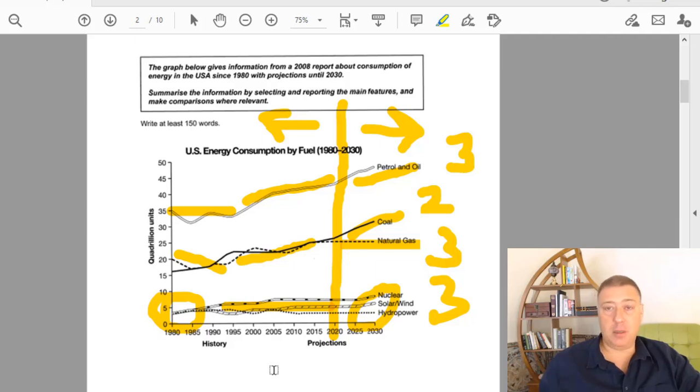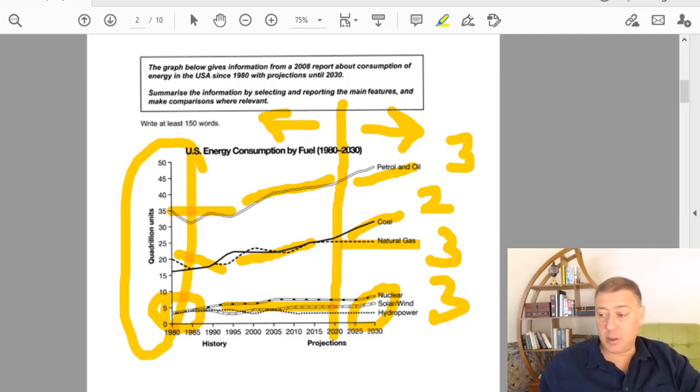And again, just remember, to get above band 5, you've got to use these units, right, with the time. So if I just want to describe this all in one, petrol and oil all in one, I could say began at 35 quadrillion units in 1980 and increased to approximately 40 quadrillion units in the present day, and is expected to further increase to 45 trillion units in the future, or until 2030, something like that. So again, using units like this in your details paragraph, using data with figures and or numbers is extremely important.